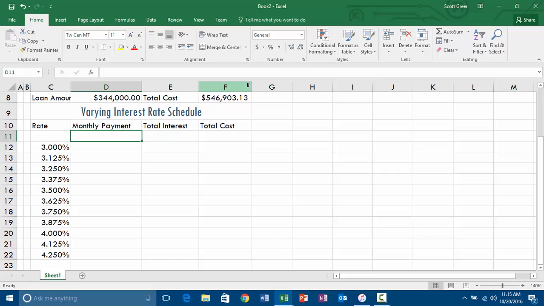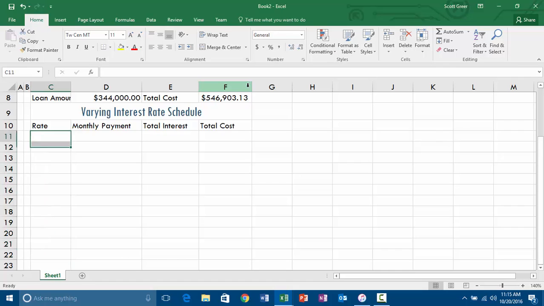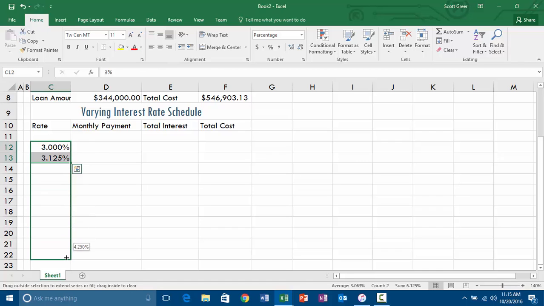Okay, here we go. Let's try it one more time. I'm going to delete all this. If you're trying to get it to populate, you're just going to go 3.000 shift percent. I think it's important we put the percentage in there. Then I'm going to do 3.125 shift percent. Enter. I'm going to use my shift key. I'm going to highlight those two, grab the bottom right, click, and drag down to 4.25.